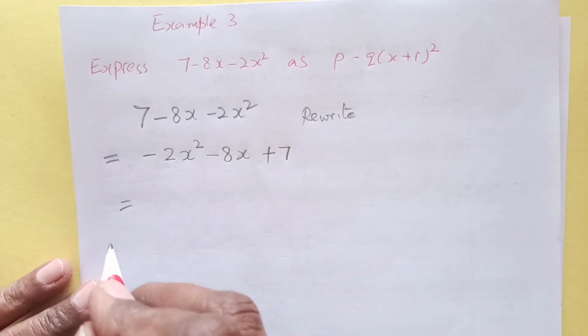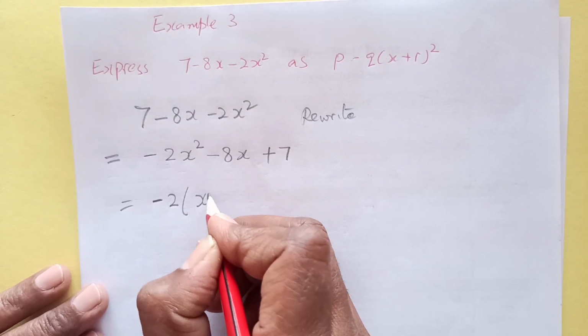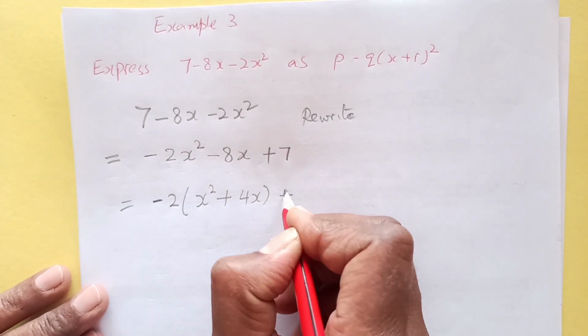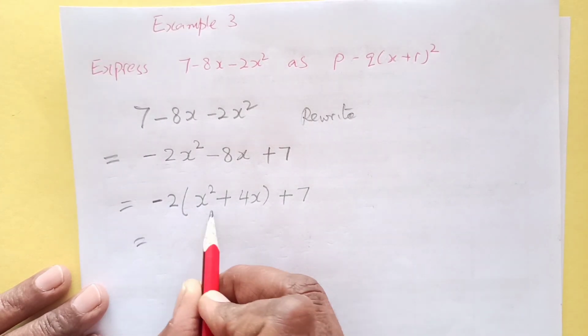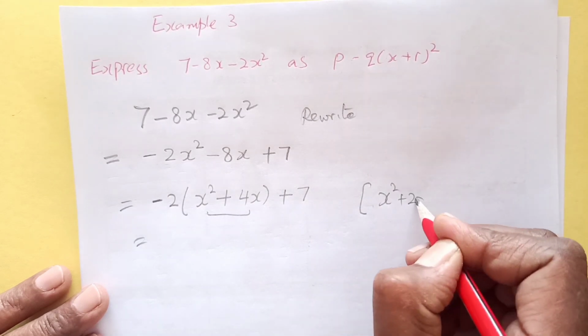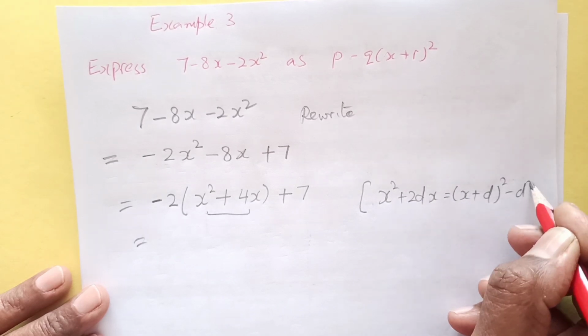So I will take negative 2 out. Inside we will have x squared plus 4x, right, plus 7. Now you see, again we will use the same formula. Do you remember the formula? x squared plus 2dx equals (x plus d) squared minus d squared.